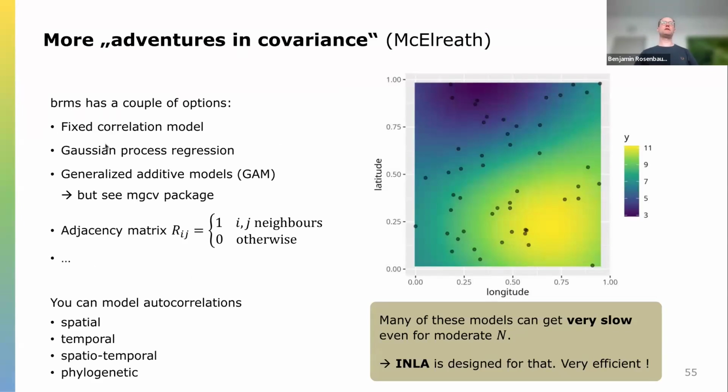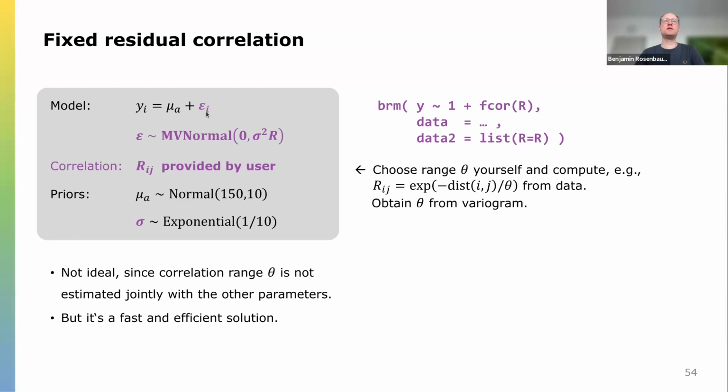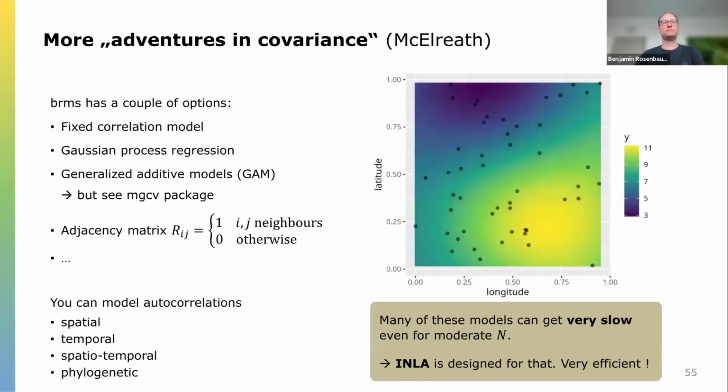So there's either having the fixed correlation model. The second one, you can use Gaussian processes or generalized additive models. And this basically means that you do not put this correlation in the residual, but you have this as a function itself, which doesn't have that many degrees of freedom and is kind of more efficient to do. But usually also, for GAMs, I would go for the MGCV package here because it's very, very efficient.